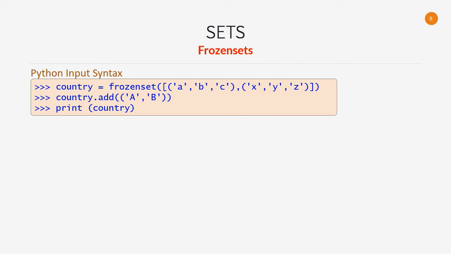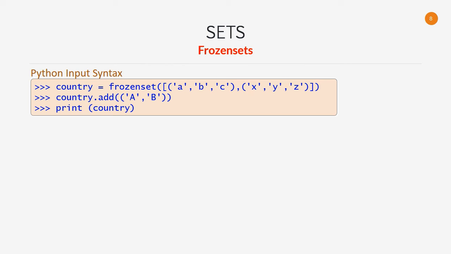In order to create a frozen set, the function that we require is frozenset. After that, braces. Inside the braces we can take a list, because a list is mutable, but a frozen set as a whole is immutable. So even if you take a list, it won't be mutable, right? Inside the braces we have taken a list, and we have stored 2 tuples inside it. Tuples are immutable, so they suit the frozen set better.